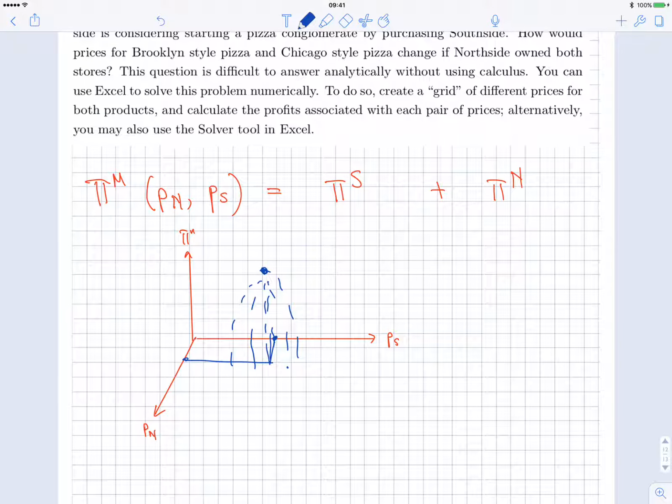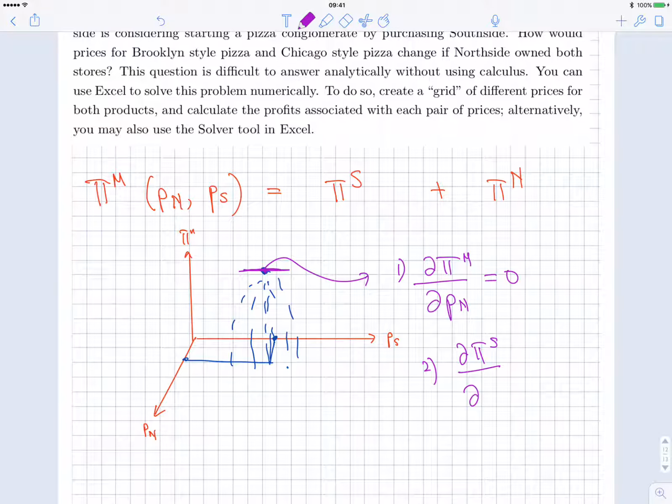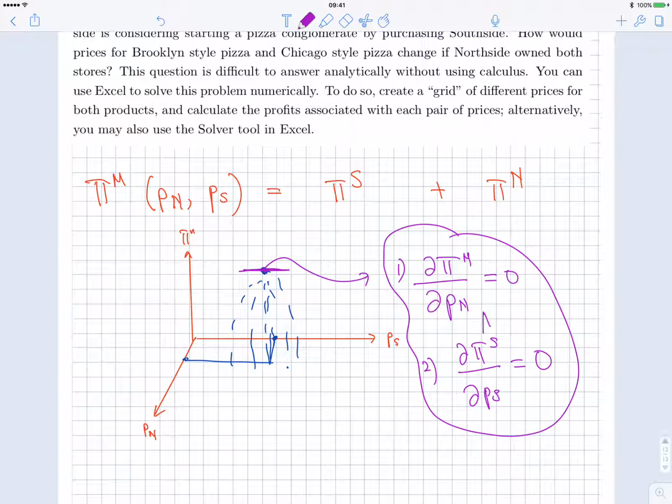Okay, now calculus dictates that at this particular point here, there will be two conditions that will hold. Condition number one will be that the partial derivative of the profit of the monopolies with respect to Pn will equal 0. And the partial derivative of the profit of the monopolies with respect to Ps will also equal 0. And these conditions must hold at the same time.